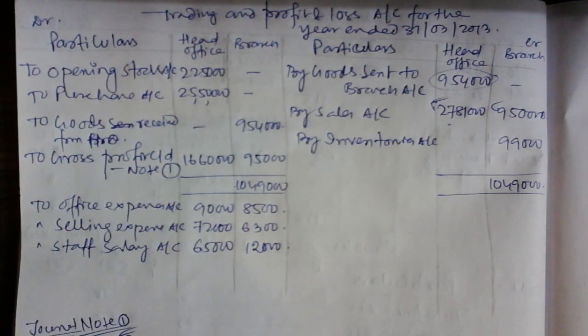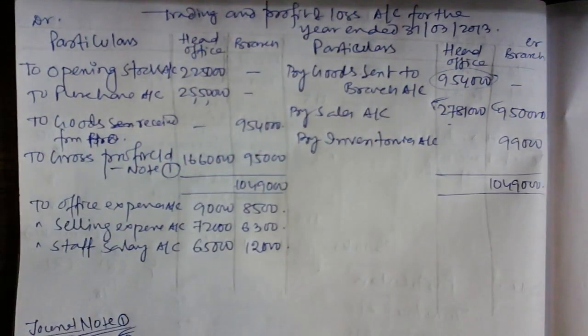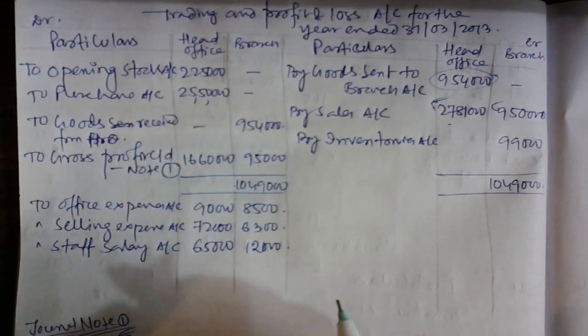plus 25,50,000 plus 16,60,000 minus 954 minus 27,81,000. I am getting a figure of 7 lakh rupees.